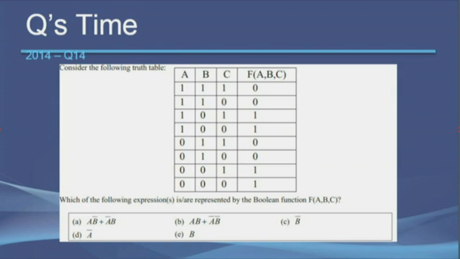Okay, now we have seen how we simplify some Boolean functions. Let's consider a different kind of question that you will get in your question paper. This is 2014 question number 14. Consider the following truth table, and each of the following expressions is represented by the Boolean function f(a, b, c). Before jumping into any prior knowledge, just try to figure out what options you are given.